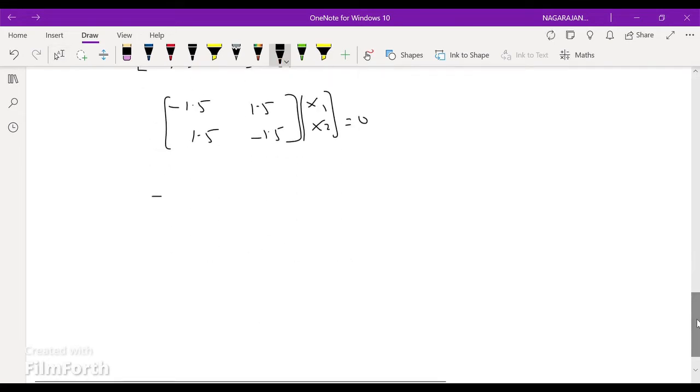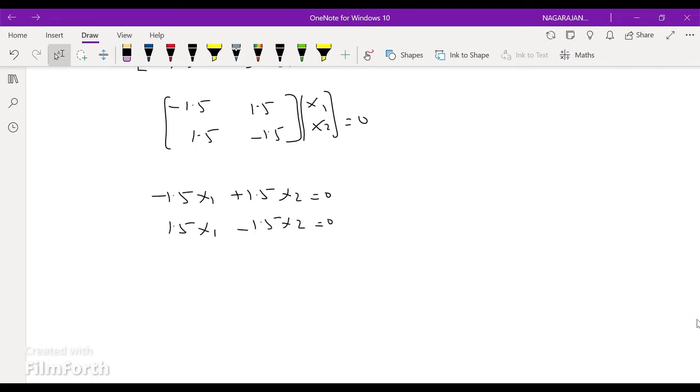So minus 1.5 x1 plus 1.5 x2 equal to 0. The second equation is 1.5 x1 minus 1.5 x2 equal to 0. So the two equations are the same. We can write minus 1.5 x1 equal to minus 1.5 x2, so x1 equal to x2. Let us assume x1 equal to 1. We can write (1, 1), that is equal to (x1, x2).